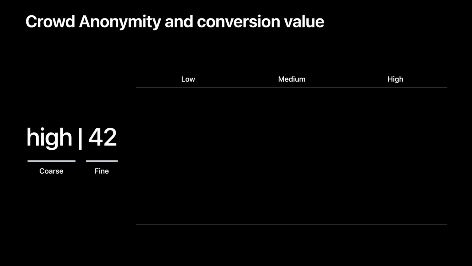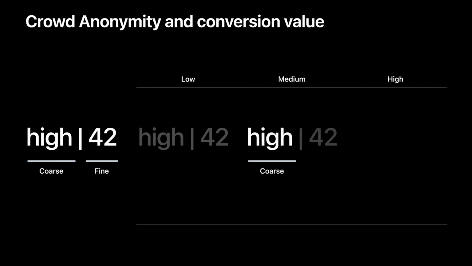And taking our earlier example of high 42 for the conversion value, at the low end of crowd anonymity, you will not receive a conversion value in your postback. At the medium level, you will receive the coarse conversion value. And at the highest level, you will receive the fine-grained conversion value in your postback. As the crowd anonymity increases, the conversion value returned changes.